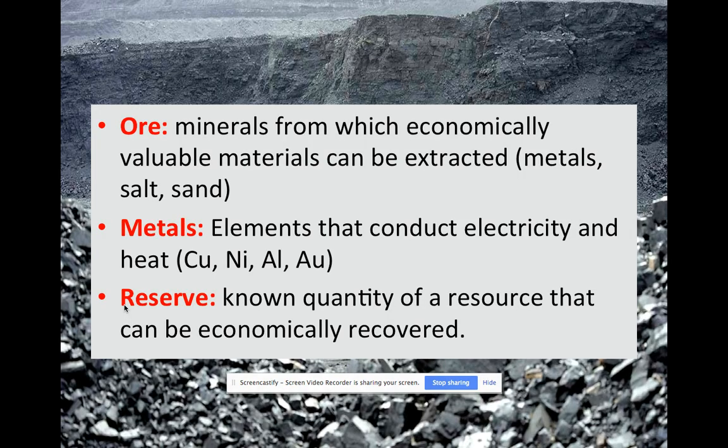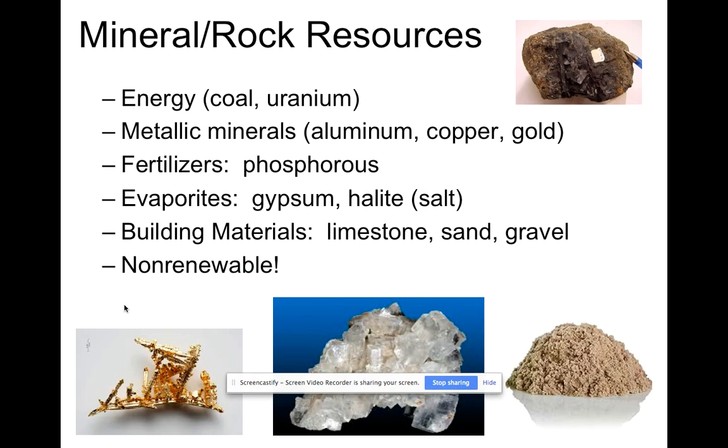So, some vocabulary words that we might be talking about throughout the video. Ore is a useful material that can be extracted and mined for a profit. So, things like metals, salt, and sand. Metals are elements that conduct electricity and heat, like copper, nickel, aluminum. These are all things we have to mine for. And a reserve is a known quantity of something that we can actually recover. So, there might be other reserves that are unknown, but the known reserves are ones that we're actively mining for right now.